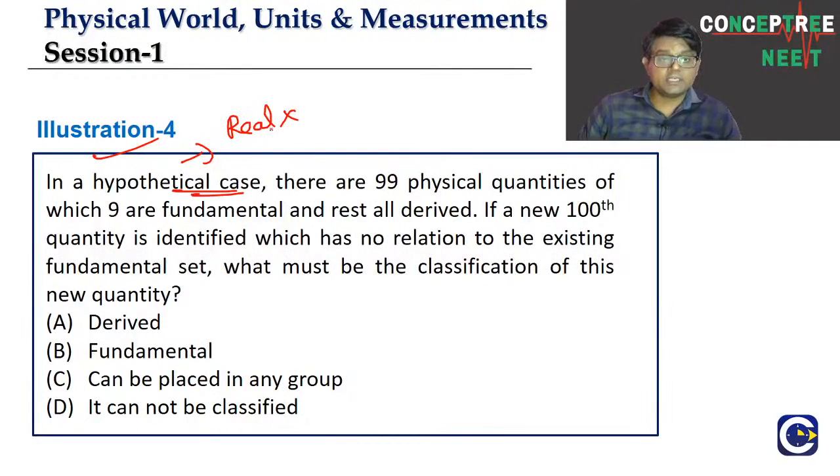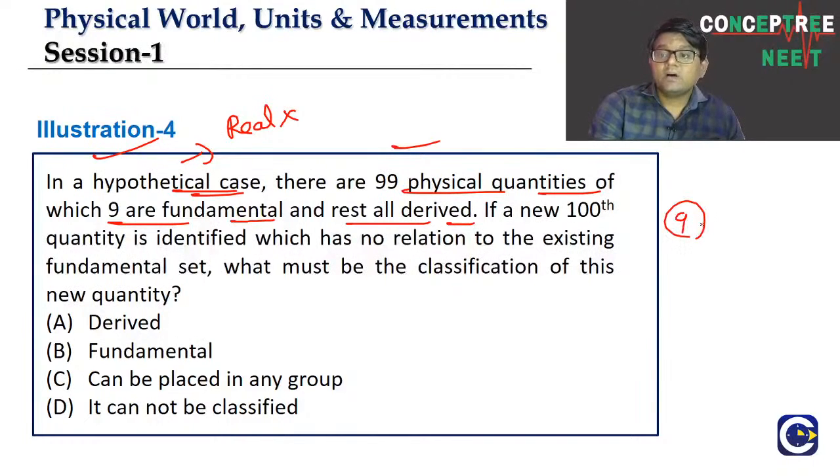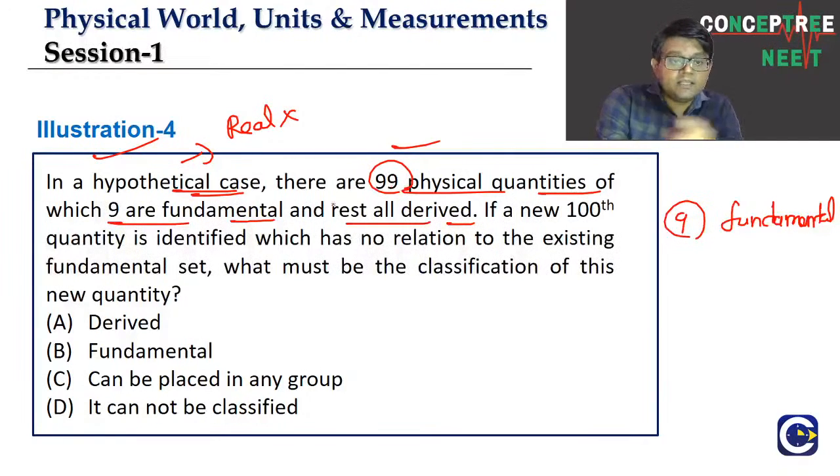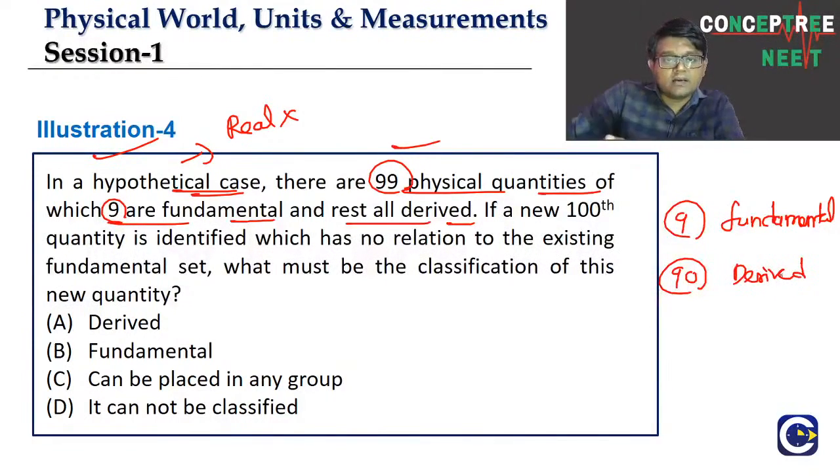Okay. In a hypothetical case, there are 99 physical quantities, of which 9 are fundamental and the rest all are derived. Means, totally what is the count? 99, right? 99 minus 9, then what is the remaining count? 90 will be derived. So, fundamental are 9, 90 are derived. Now look at the question.